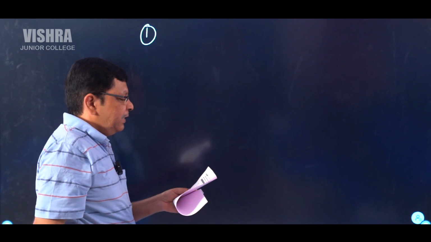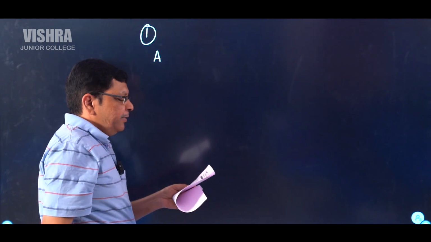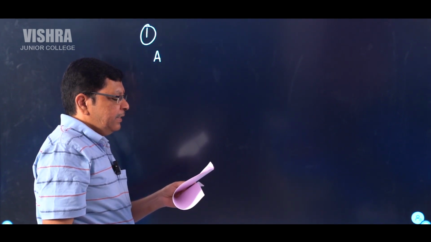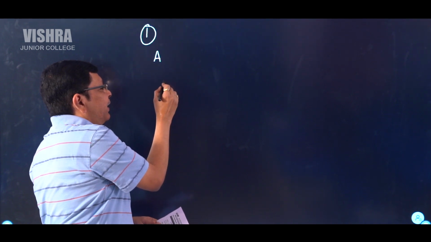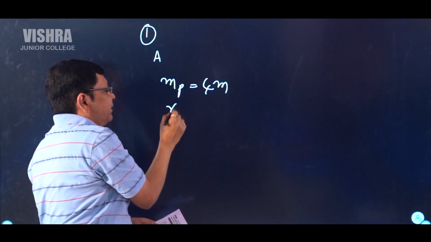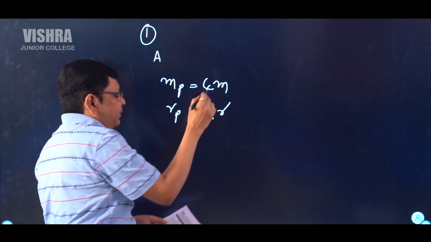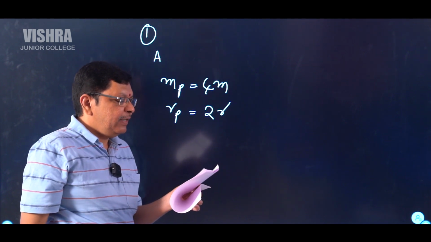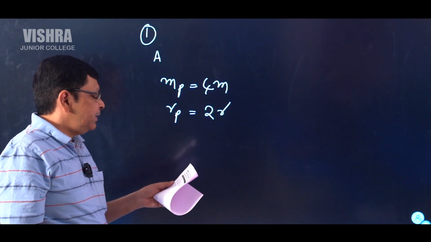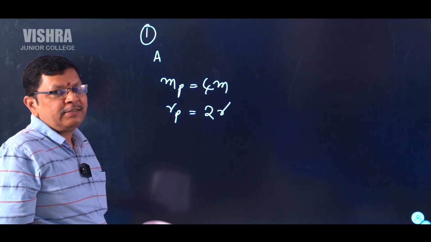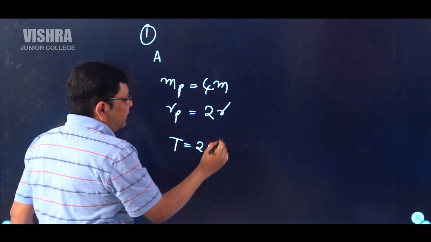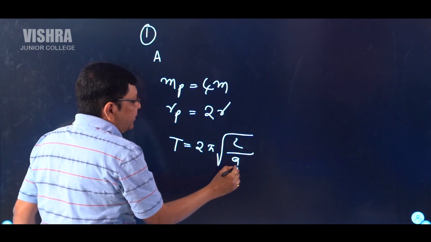The assertion is: a simple pendulum is taken to a planet of mass 4 times the Earth's mass and 2 times the Earth's radius. That is, the mass of the planet is 4 times the mass of Earth and the radius of the planet is 2 times the radius of Earth. When the simple pendulum is taken from Earth to that planet, the assertion says the time period of the pendulum remains constant. Here, the time period of the simple pendulum is 2π under root of L divided by g.